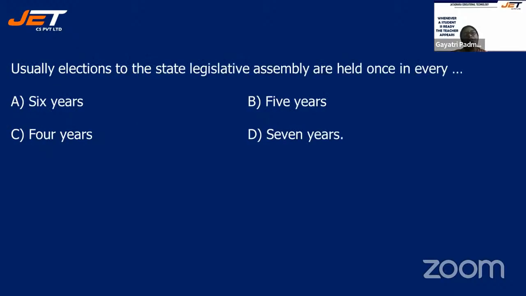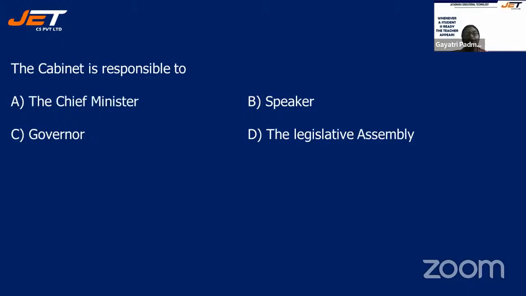Try to understand the question. Usually, elections to the state legislative assembly are held once in every dash: once in every 6 years, once in every 5 years, once in every 4 years, or once in every 7 years. Let's see the answer. It is once in every 5 years.